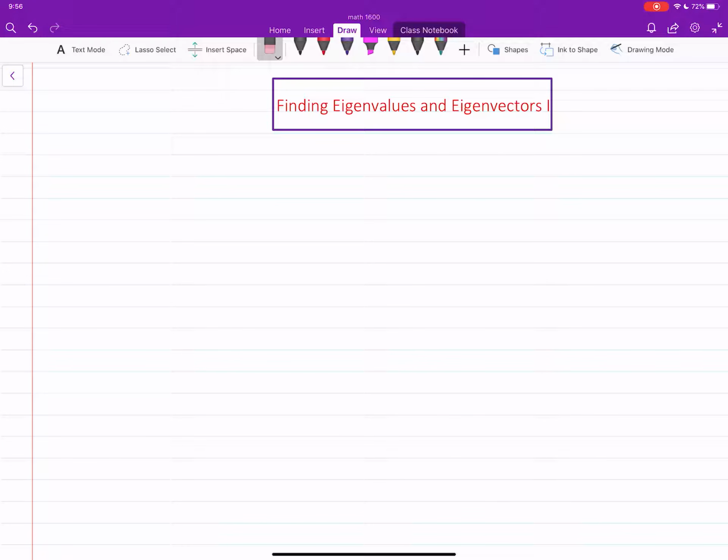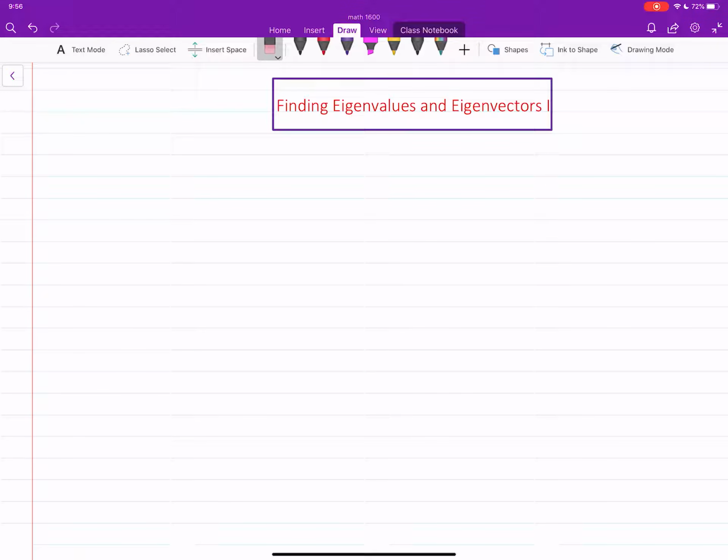Hi, in this video we will learn how to find both eigenvalues and eigenvectors of a square matrix. So far we know how to find one of these if we know the other one, but now you have to be able to find both eigenvalues and eigenvectors of a matrix if someone gives you a square matrix.